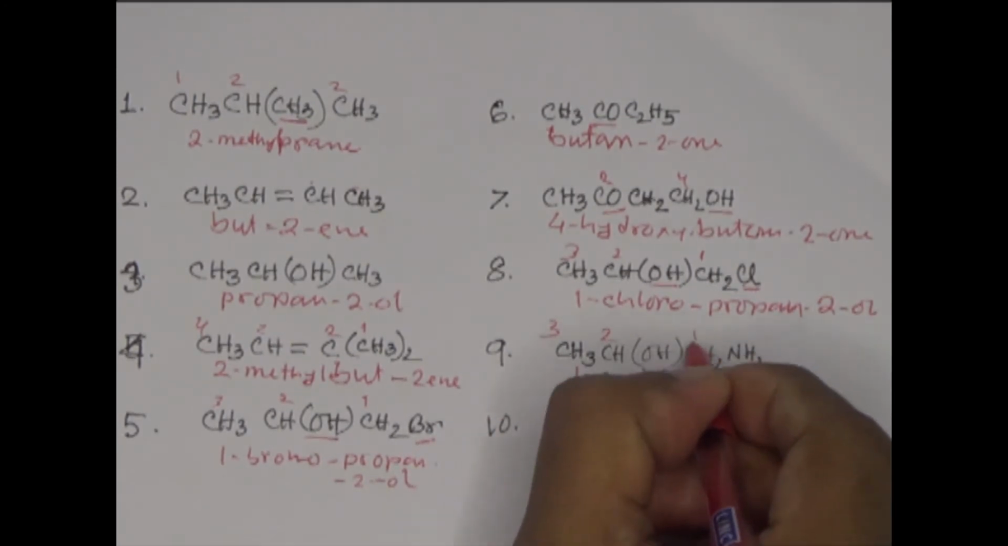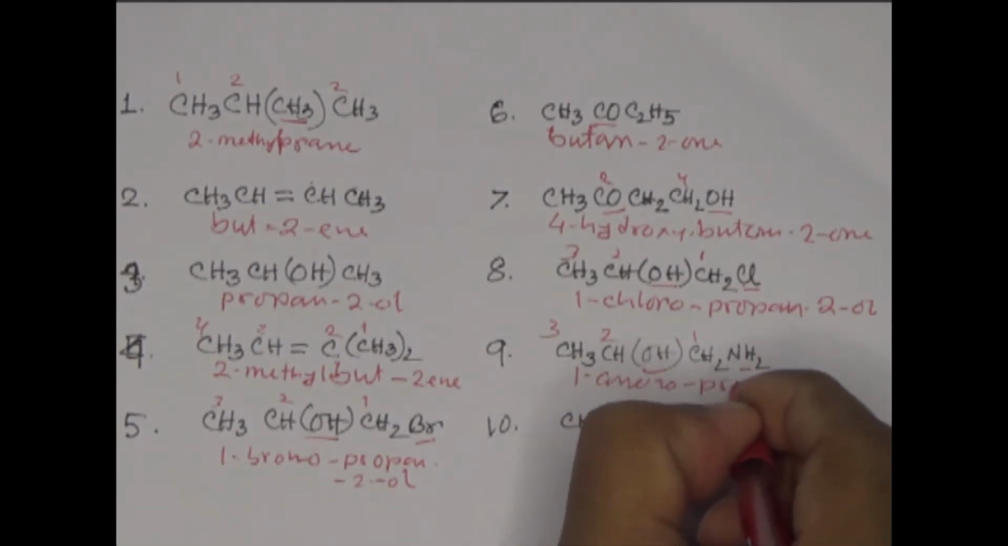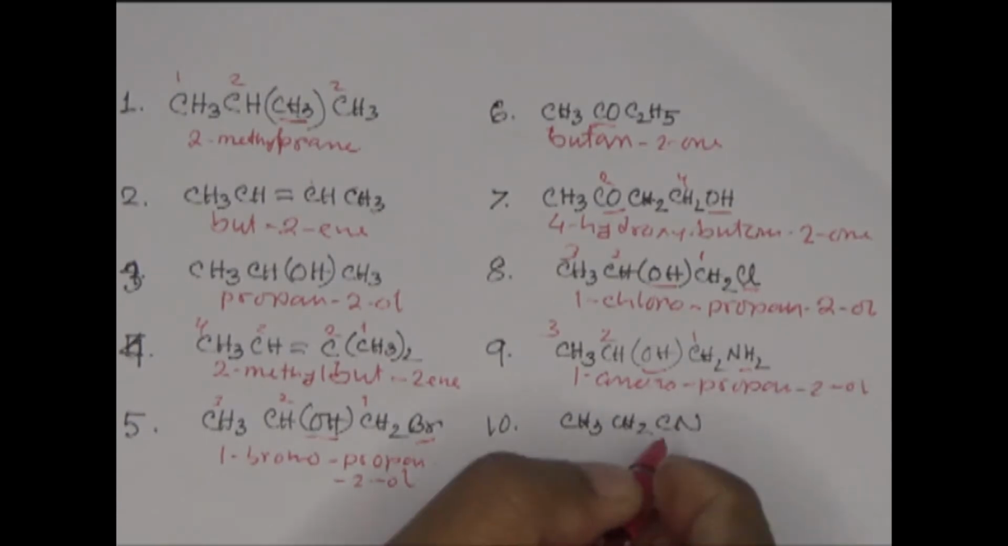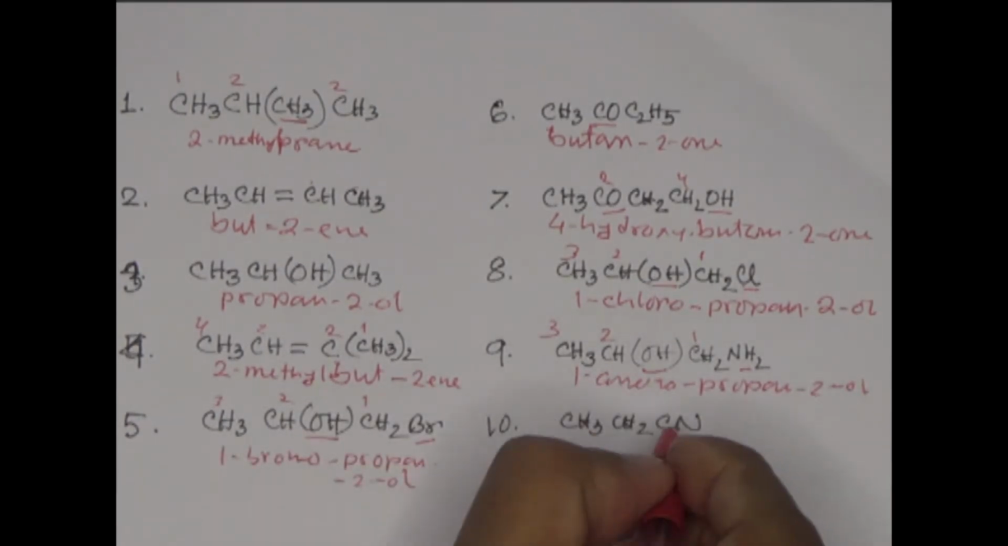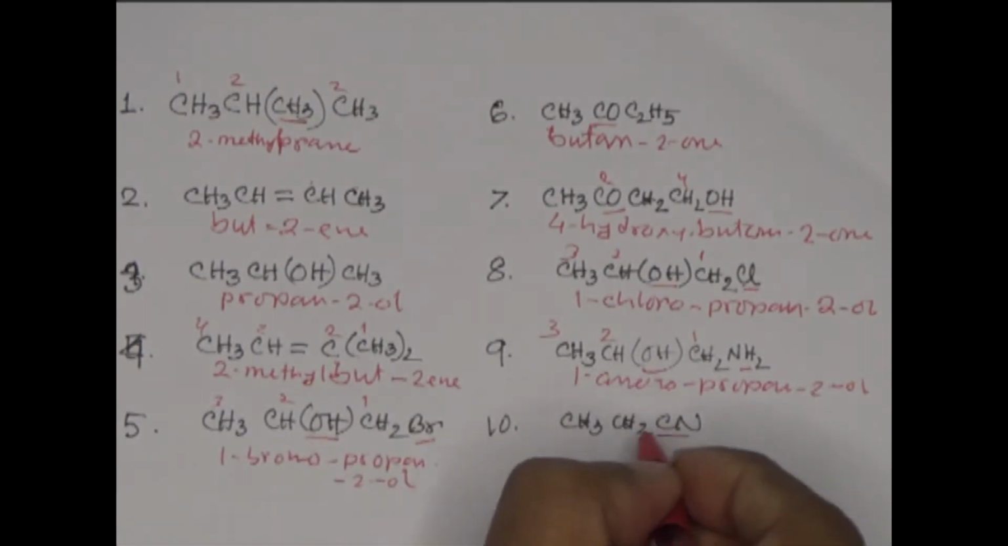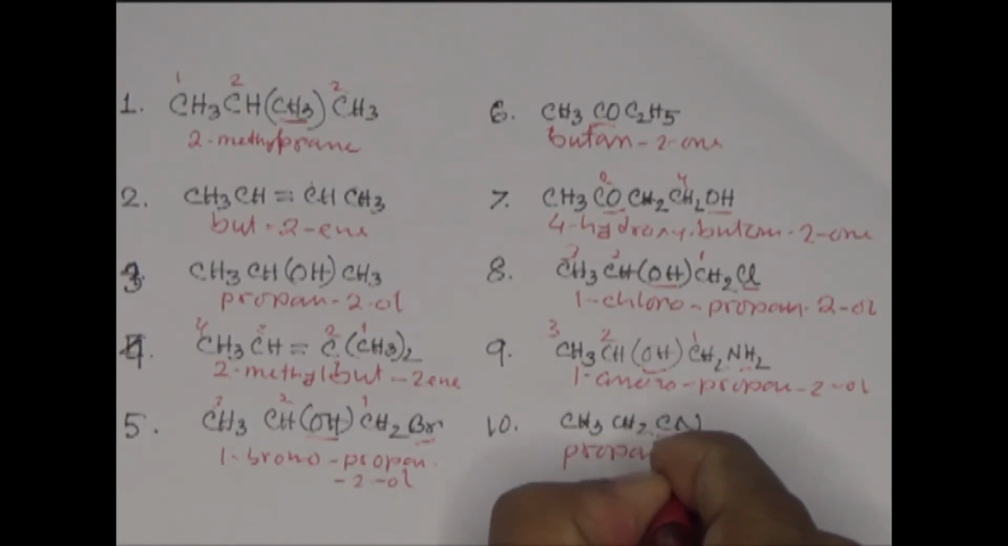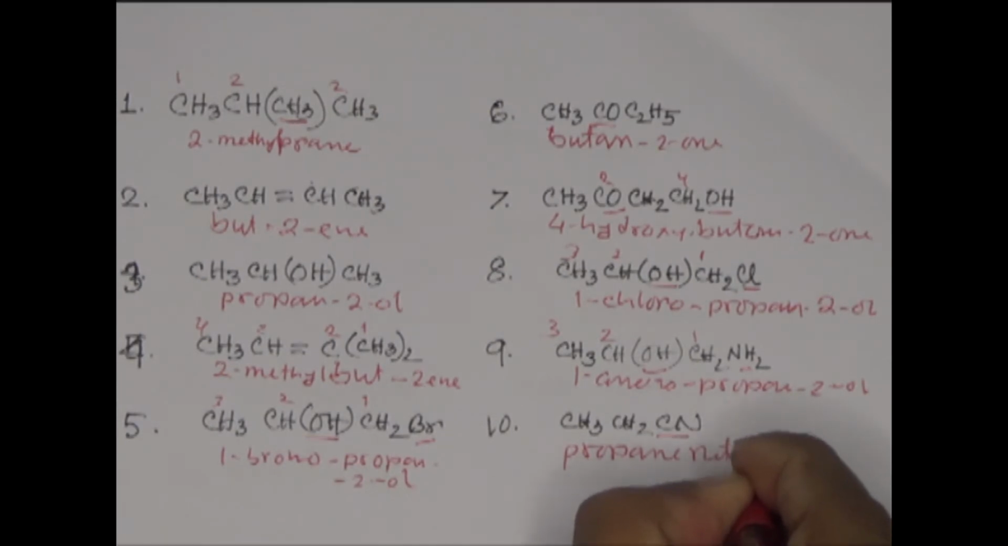1-amino propan-2-ol is the name. The last one is the nitrile functional group, so the name is propanenitrile.